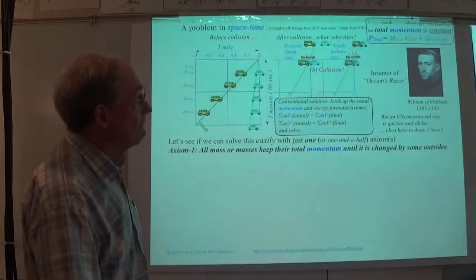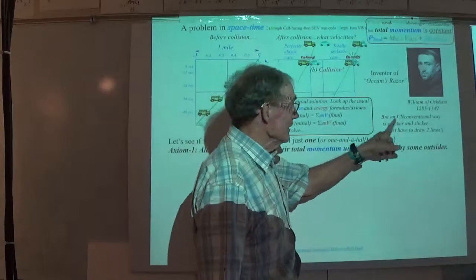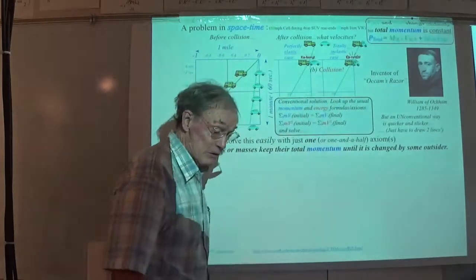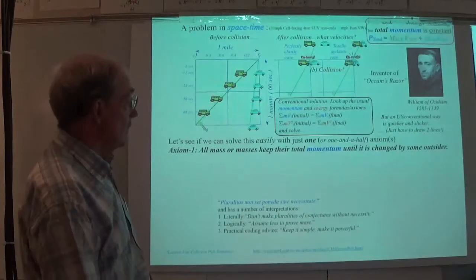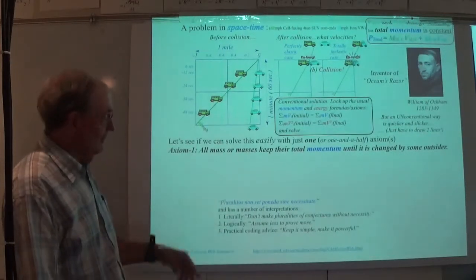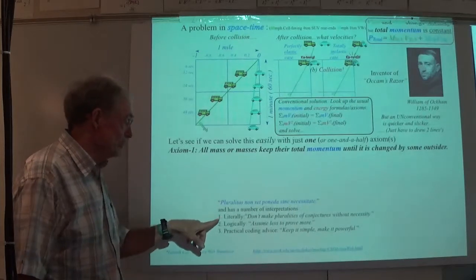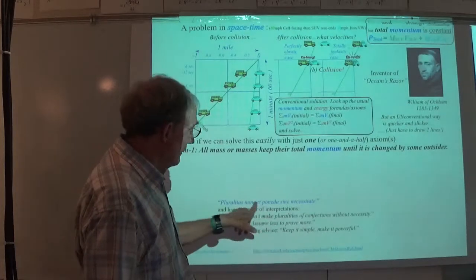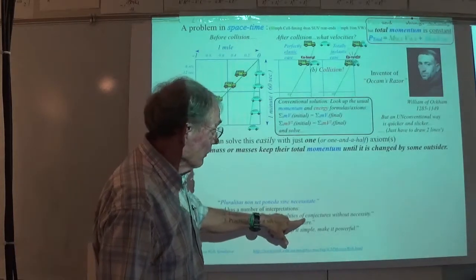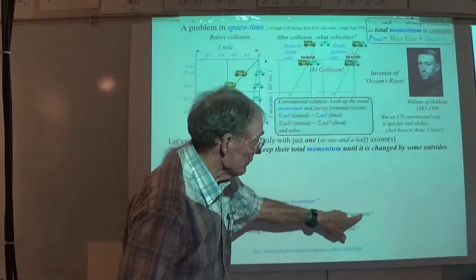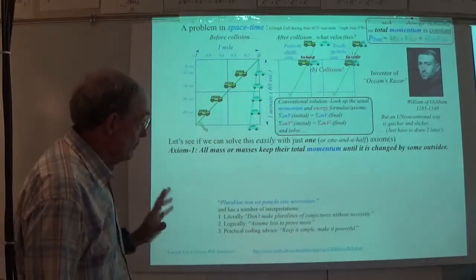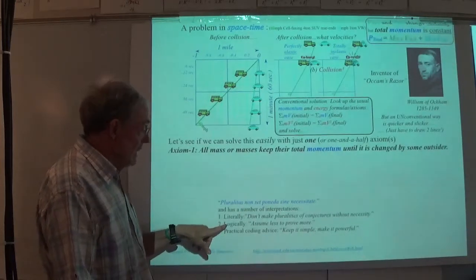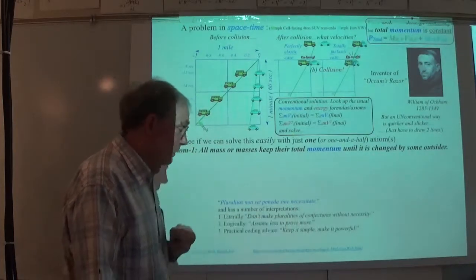But for the time being, we're using Occam's razor. That's the idea of being very careful of our efficiency, a logical efficiency. And here's Occam's idea. This is it in Latin. Literally, don't make pluralities, don't make them, or conjectures without necessity. In other words, make sure that you're careful about the beginnings of whatever it is you're doing. And logically, it's just assume less to prove more.